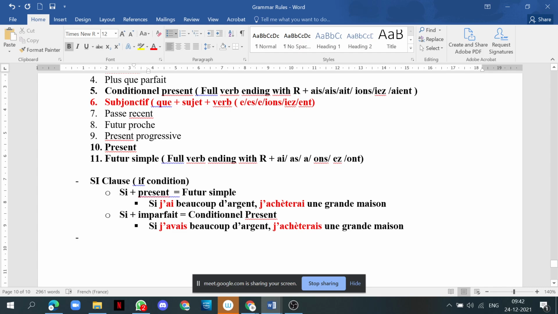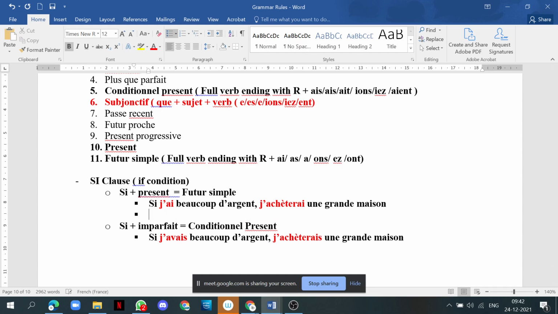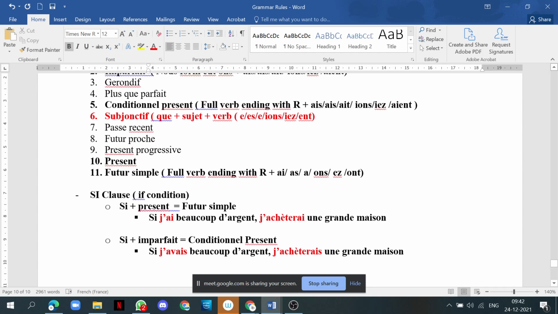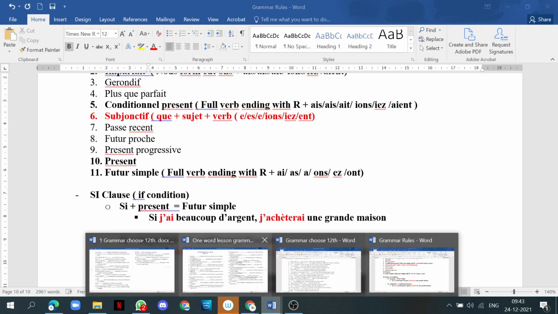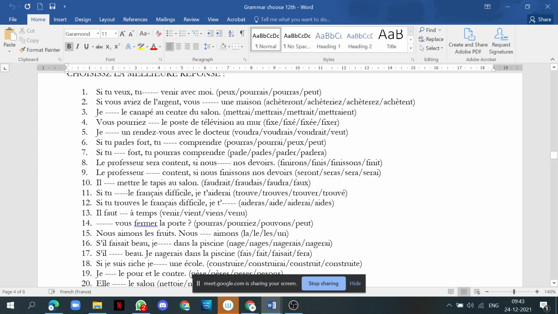You can't choose the future simple. This is just one small example for the C clause. So C plus present will give you future simple, and C plus imperfect will give you conditional present. So this is another important topic in the grammar. And I have an exercise with this C clause.